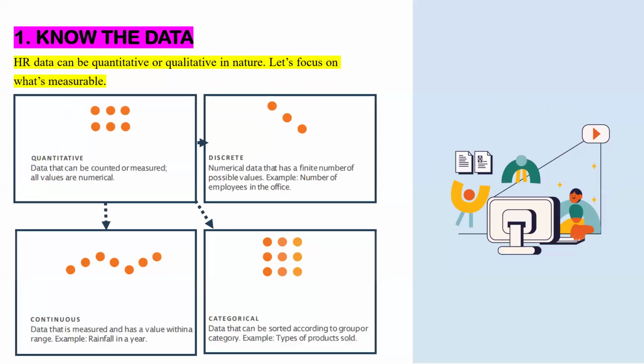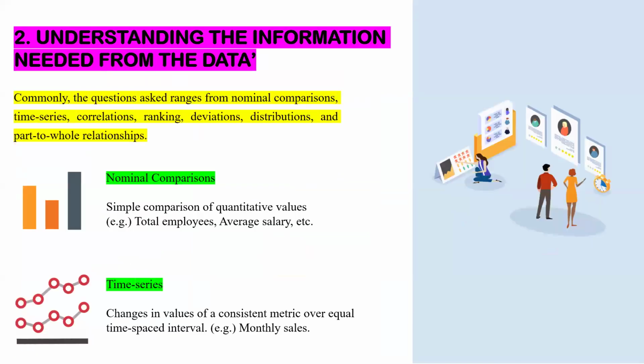So we're trying to know the data. You may want to check if the data is qualitative or quantitative in nature. And if it is quantitative, what kind of quantitative data is it? Is it discrete? Is it continuous? Is it categorical? Whatever it is. Once you understand the data from this perspective, you know which kind of analysis you would want to perform.